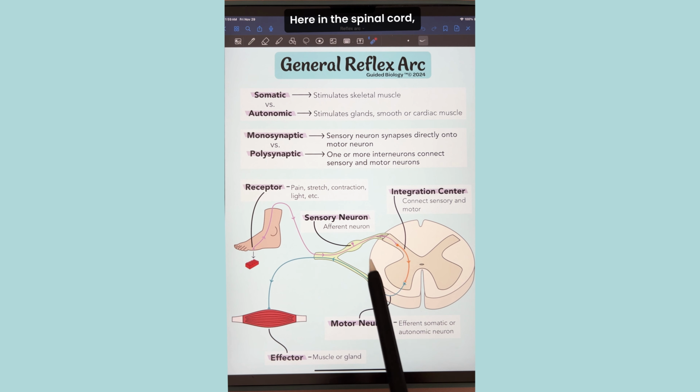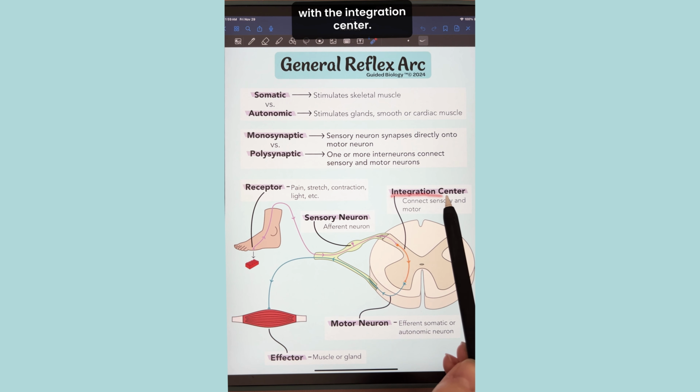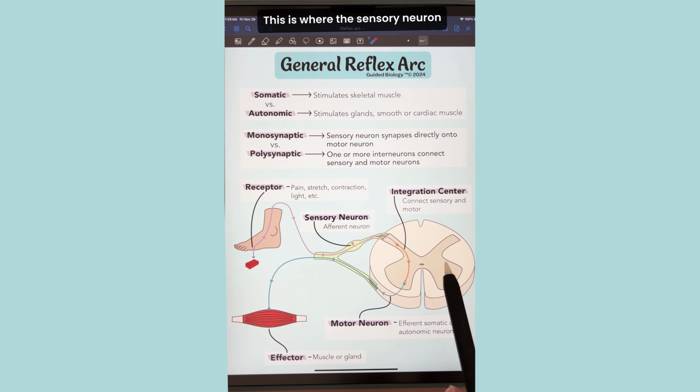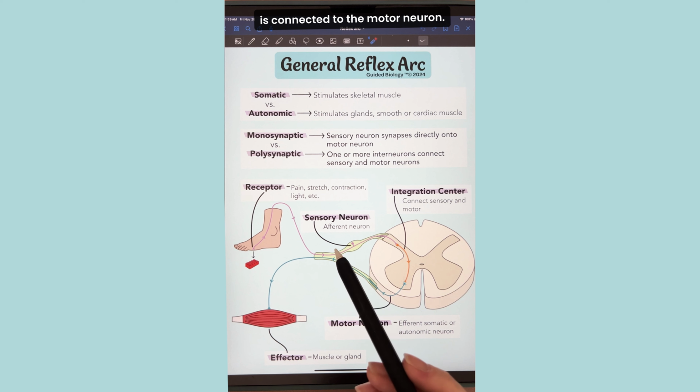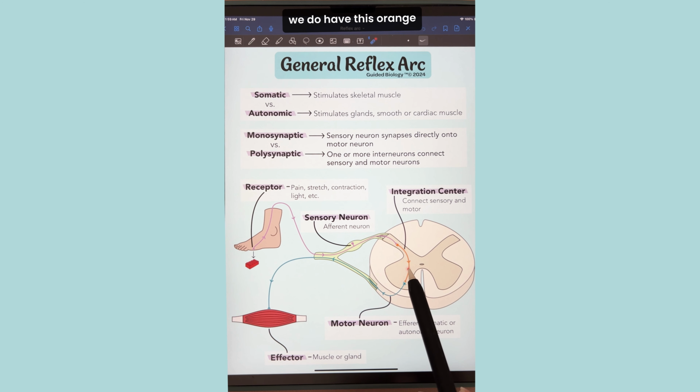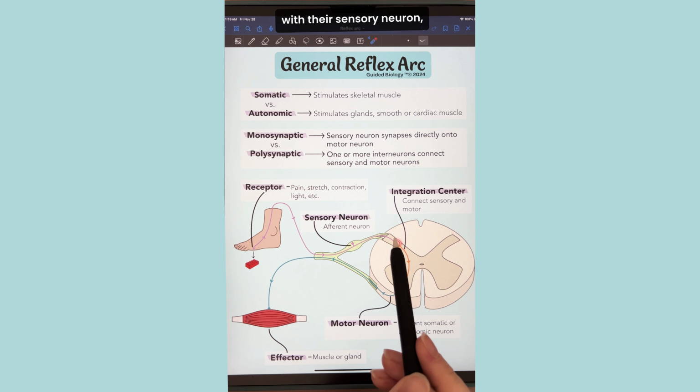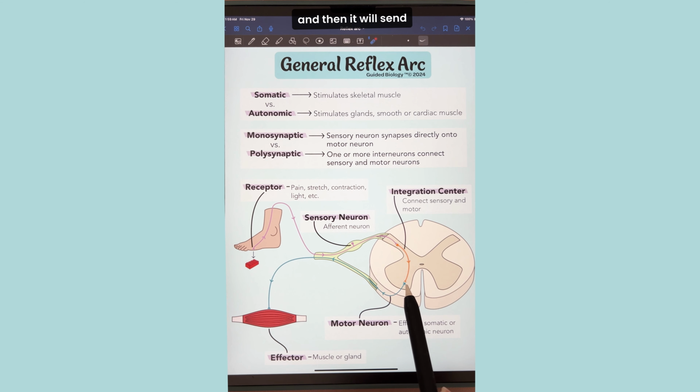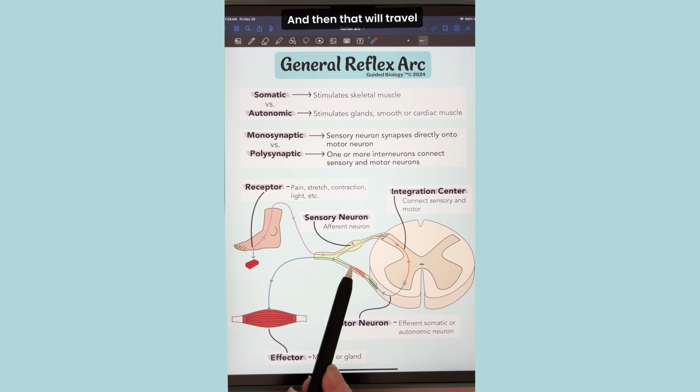Here in the spinal cord, it will synapse with the integration center. This is where the sensory neuron is connected to the motor neuron. In this case, we do have this orange interneuron here, so it will form a synapse with our sensory neuron, and then it will send that information to the motor neuron here. Then that motor neuron will send an axon out of the spinal cord in the efferent direction, meaning it's exiting the spinal cord. And then that will travel out to our muscle here.